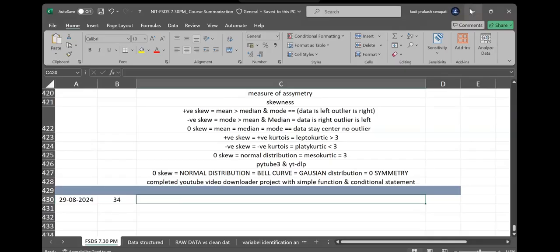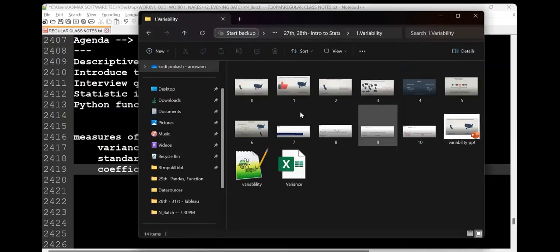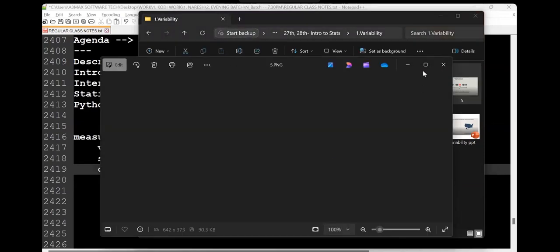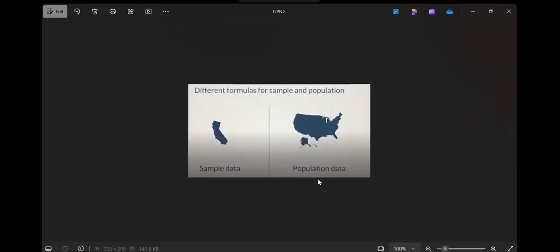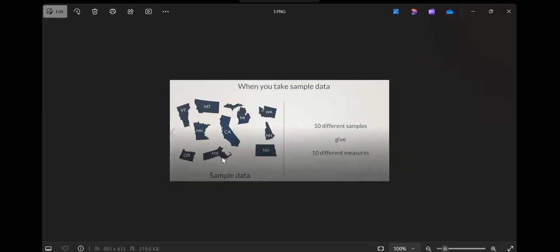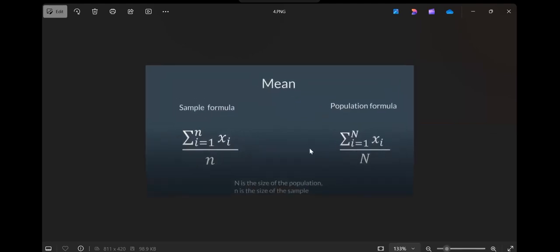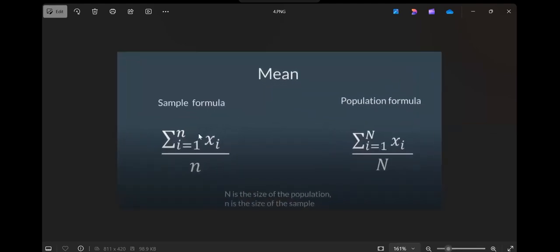Now let's understand. Go to the documents. The first concept of variability is variance. Is this the population? And this is the sample. From the country, if we bring a small piece, this is called a sample. Do you know the mean formula? Population mean, sample mean. Understand?